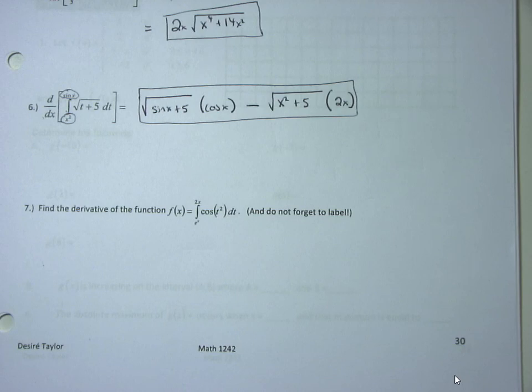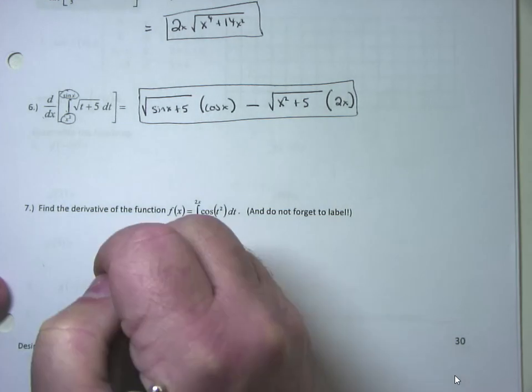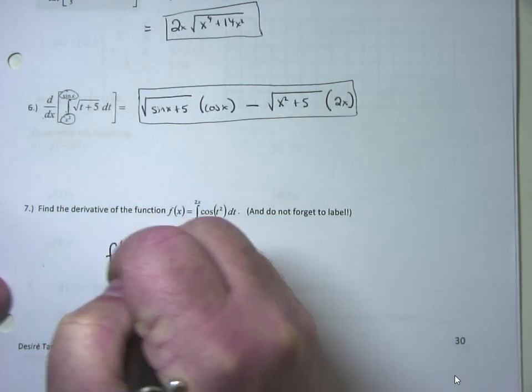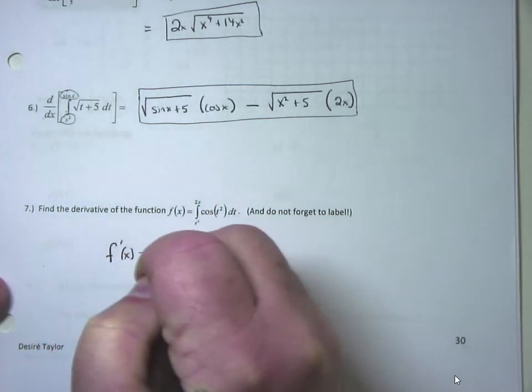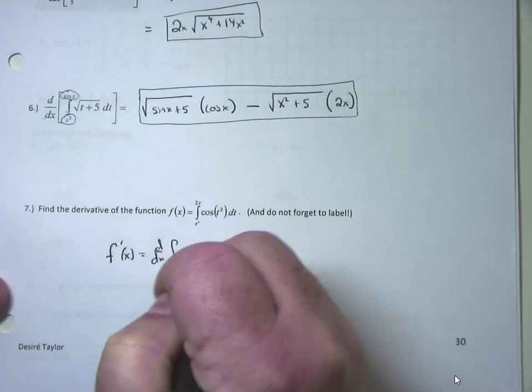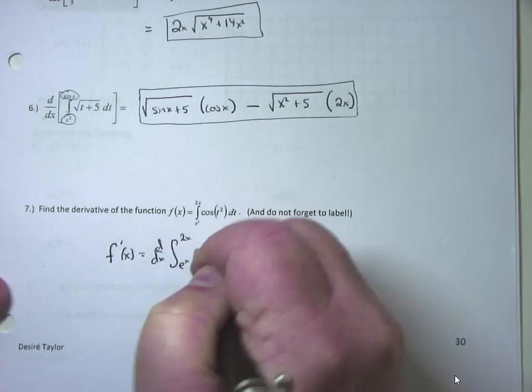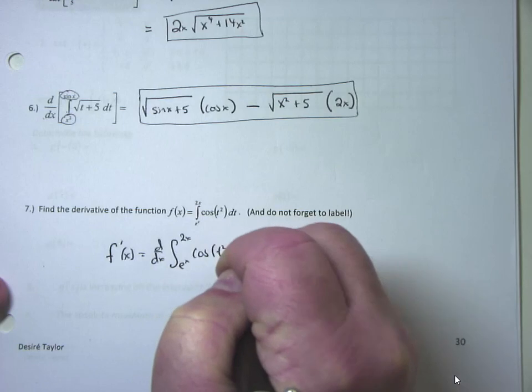Find the derivative of the function f of x equal to the integral from e to the x to 2x of the cosine of t squared dt. And don't forget to label it. Because we're using Newtonian notation, I want to label this stuff. Well, we're supposed to take the derivative. So the derivative of f, and I can use Leibniz too, is d dx of the integral from e to the x to 2x of the cosine of t squared dt.